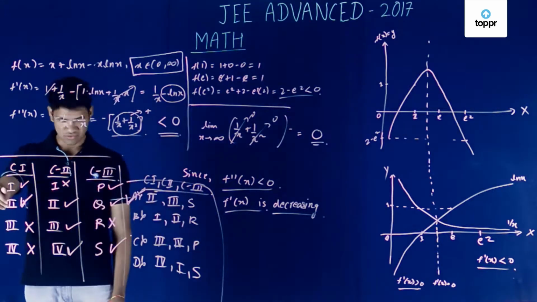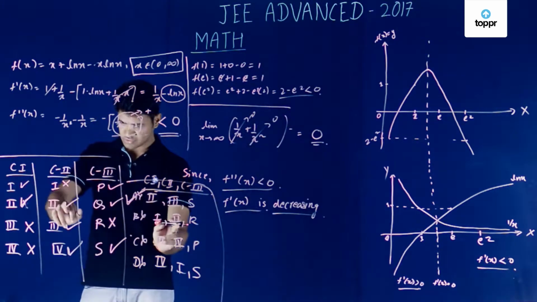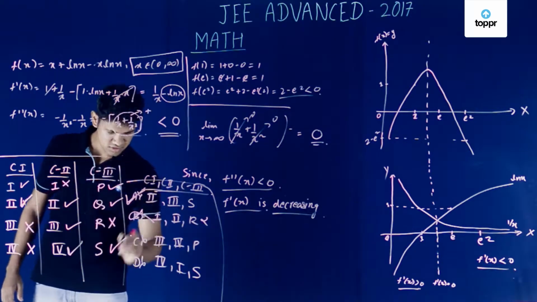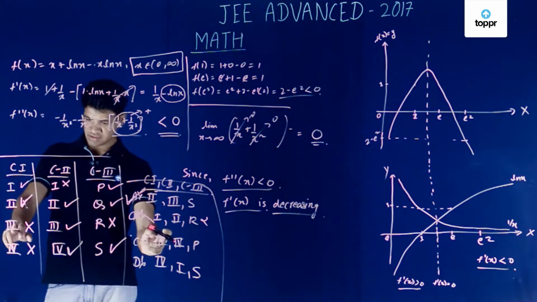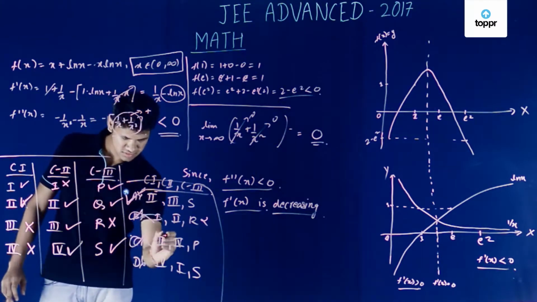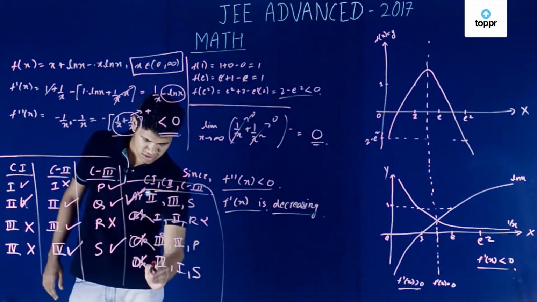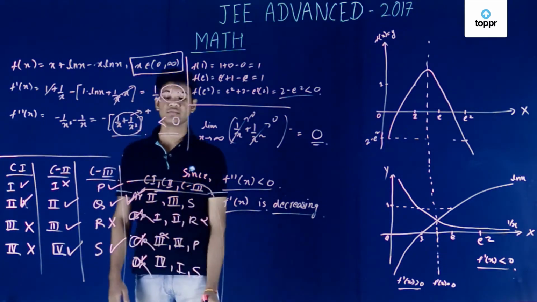B says 1, which is correct, 2, which is correct, R, which is incorrect. So this is incorrect. Option C, third, incorrect. Option D, fourth, which is then again incorrect. So we have only one correct combination, which is option A.